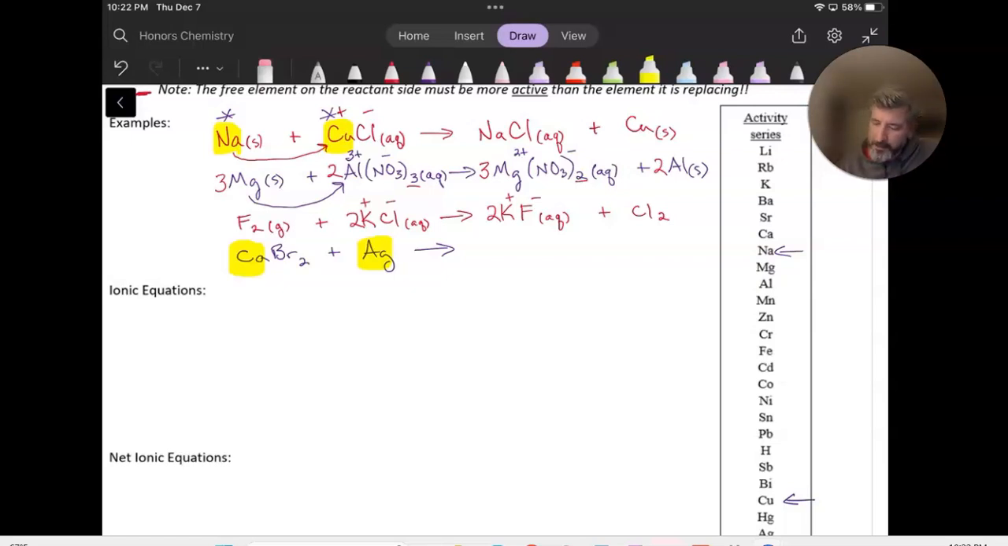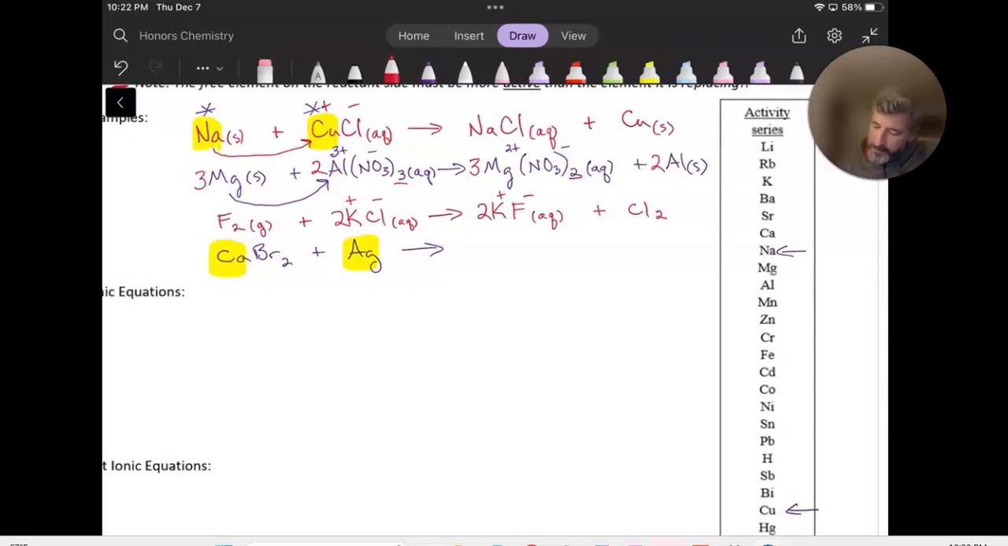And so silver is actually pretty low on our list. If we look at this, silver is all the way down here. It's one of the very lowest, least active metals. And calcium is way up here near the top. So is silver active enough to replace calcium? All right, and there our answer is going to be no, it can't. And so instead of writing products and balancing, we are actually just going to say NR, and that NR stands for no reaction.